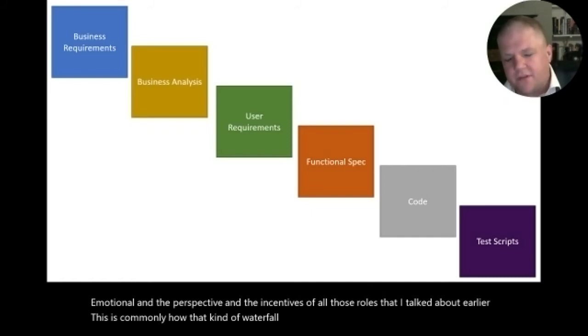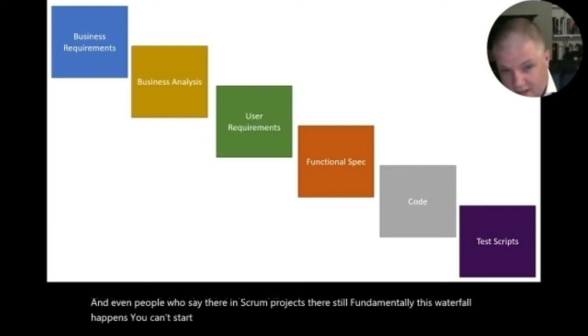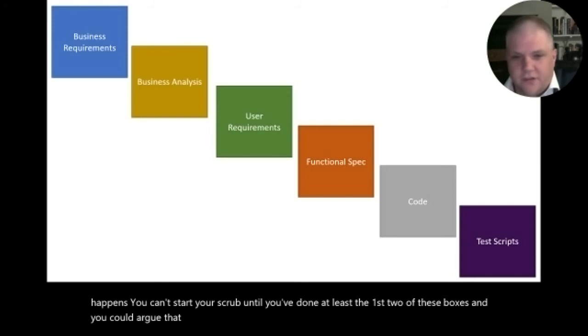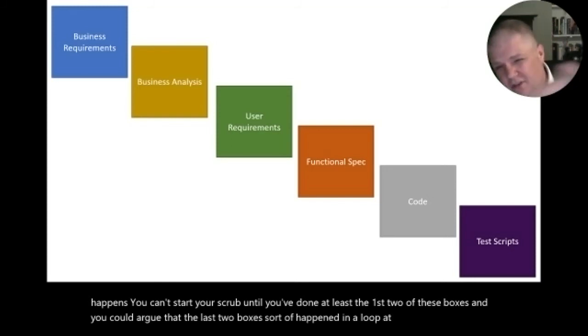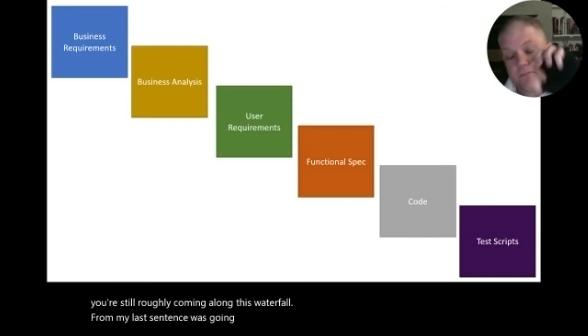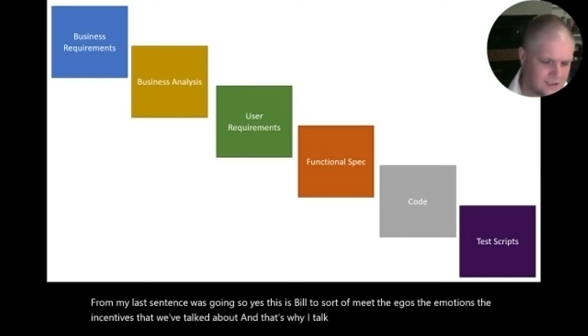And even people who say they're in Scrum projects, fundamentally this waterfall still happens. You can't start your Scrum until you've done at least the first two of these boxes. And you could argue that the last two boxes sort of happen in a loop at the end. You're still roughly coming along this waterfall. So yes, this is built to meet the egos, the emotions, the incentives that we've talked about, and that's why I talk about them in such length.